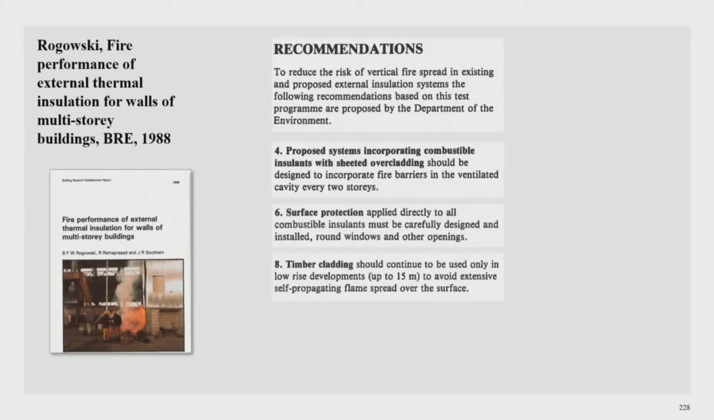Proposed systems incorporating combustible insulants with sheeted overcladding should be designed to incorporate fire barriers in the ventilated cavity every 2 storeys. Surface protection applied directly to all combustible insulants must be carefully designed and installed around windows and other openings. Timber cladding should continue to be used only in low-rise developments to avoid extensive self-propagating flame spread over the surface. The BRE were at the time an executive agency of the Department of the Environment.